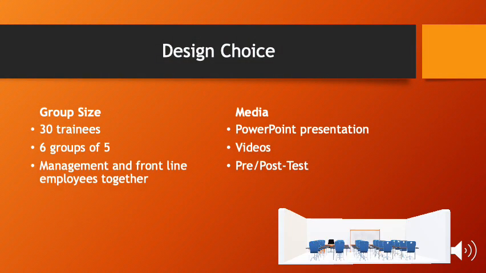My design choice includes the group size, which is going to be 30 trainees. We'll break down the groups into 6 groups of 5. We'll have a blended mix of management and frontline employees sitting together. That way, there is no separation of management and frontline employees. Media that we'll be utilizing will include a PowerPoint presentation, videos regarding discrimination, and a pre- and post-test.